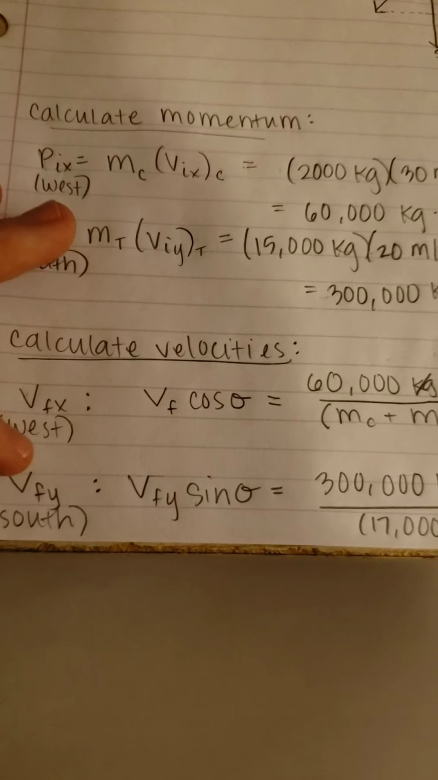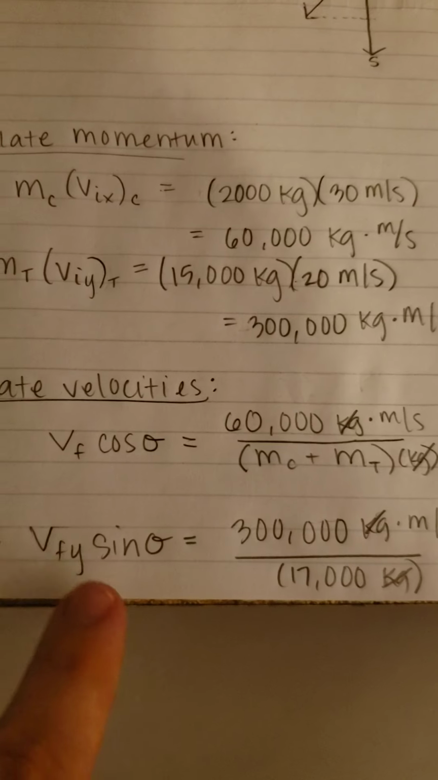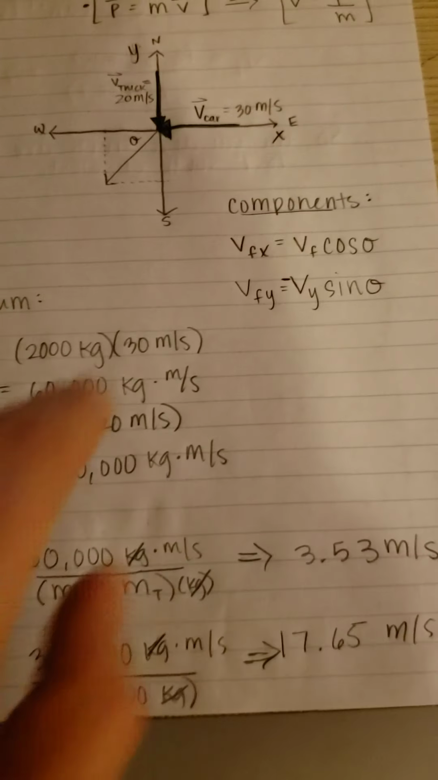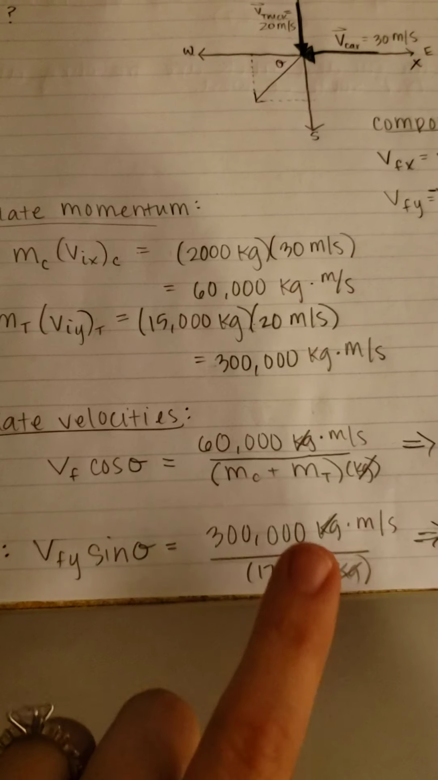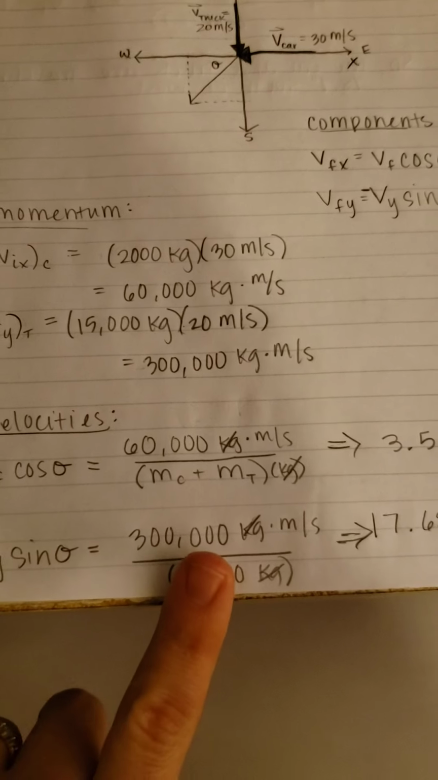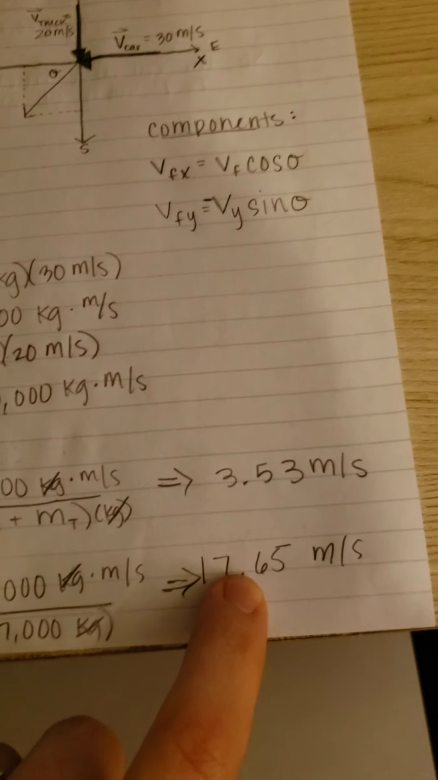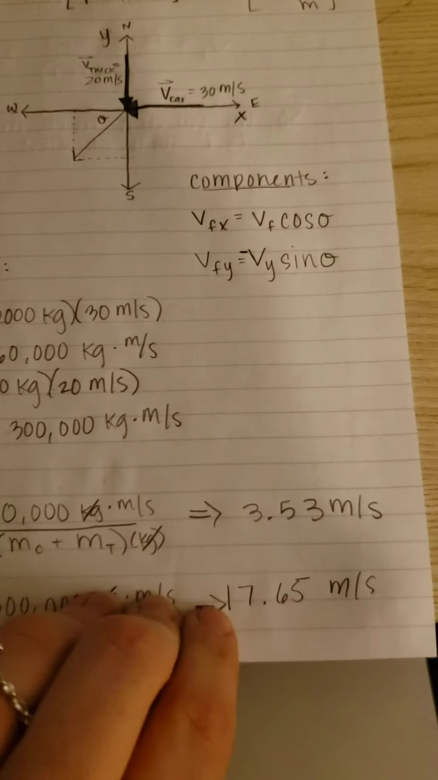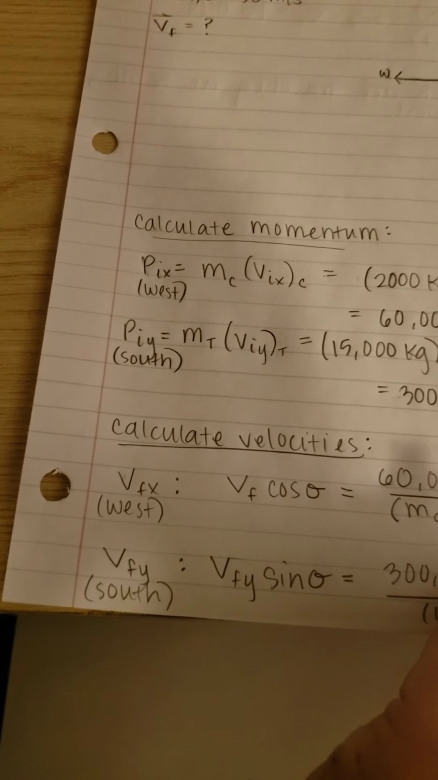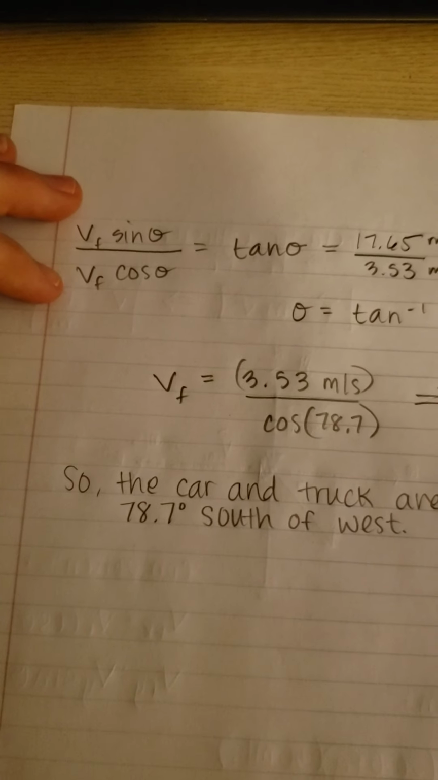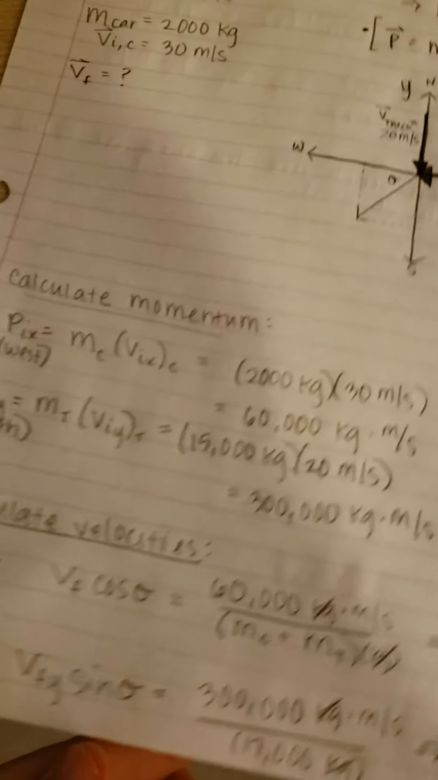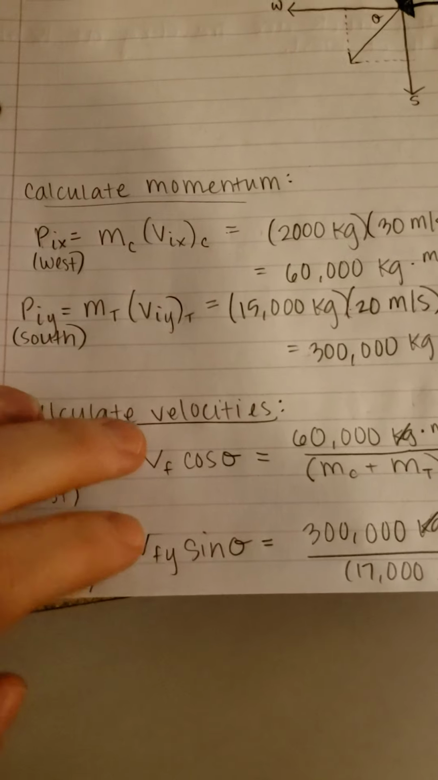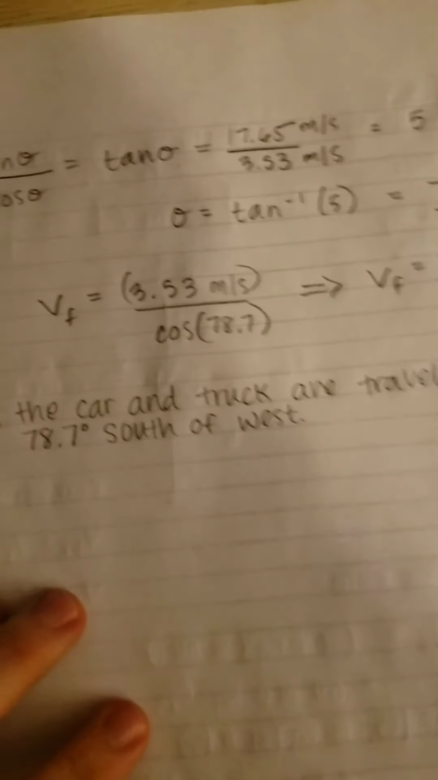Same thing for our y coordinate, so south, just plug in that v of y equals the final velocity times sine of theta, and get 300,000 kilograms times meters per second over 17,000, which leaves us with 17.65 meters per second in the south direction. So now we can take both of those to eliminate the final velocity and find our theta.